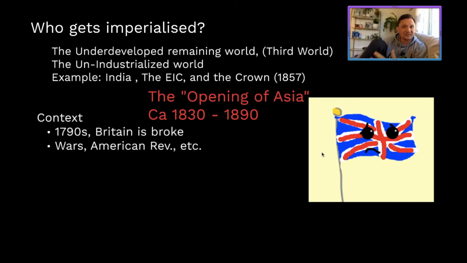And to give you context of why the British are going to seek to try and open up Asia so aggressively and why they target China first, you have to understand that in the 1790s, the British are broke as a joke, right? They have no money. The Industrial Revolution is just beginning to bubble up, right? They're heavily in debt.